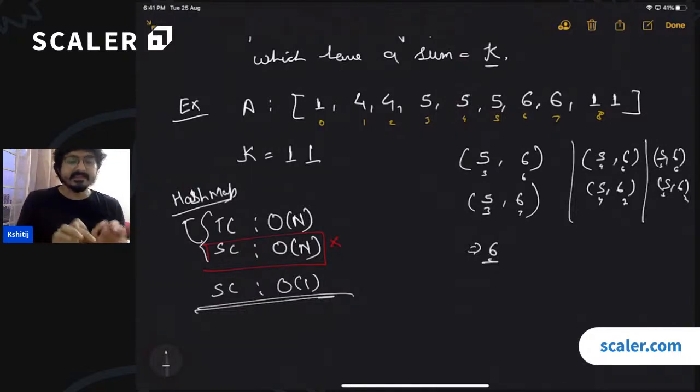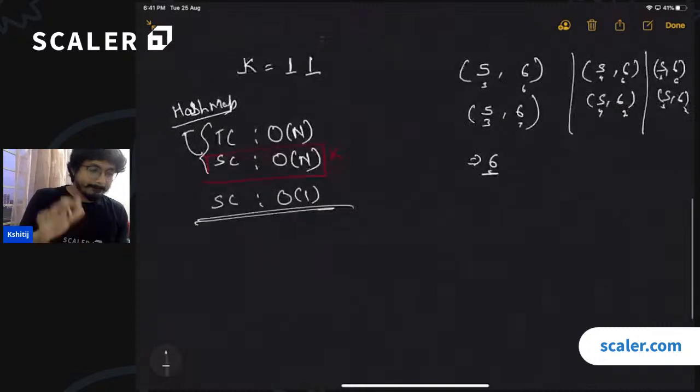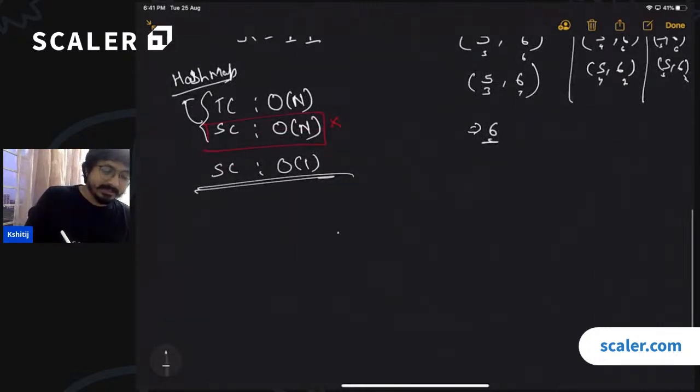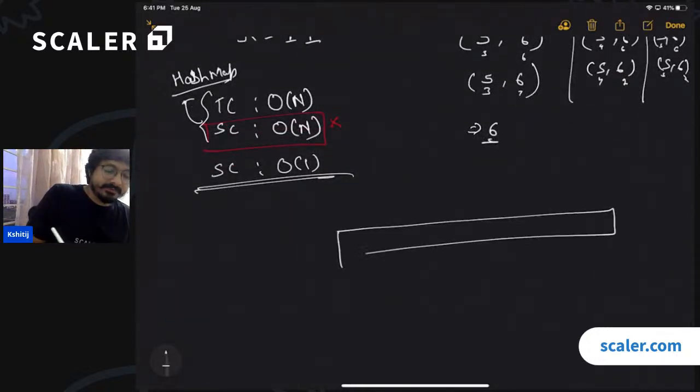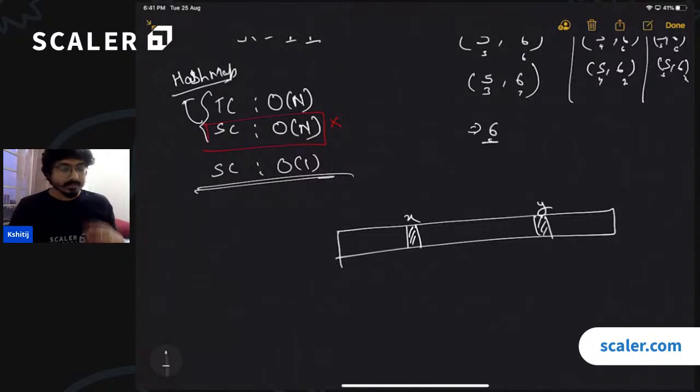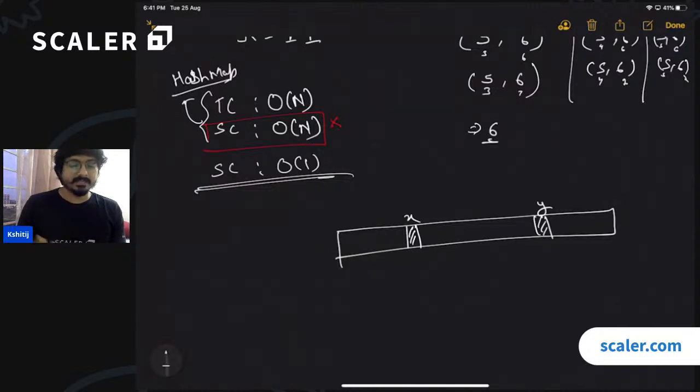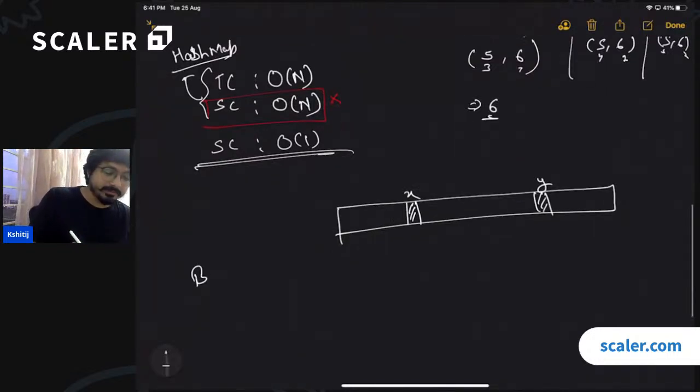Okay, let us make some observations. Let us say that this is my array, and this is a number x and this is a number y. What would be the brute force approach if I'm given the array in sorted order and I have to find the pairs which are giving the sum equal to the given number k? What would be the brute force approach? Let us start with brute force and then we'll try to optimize that.